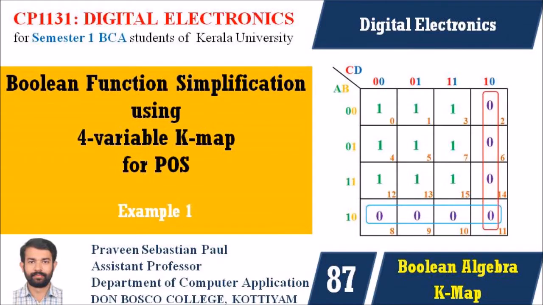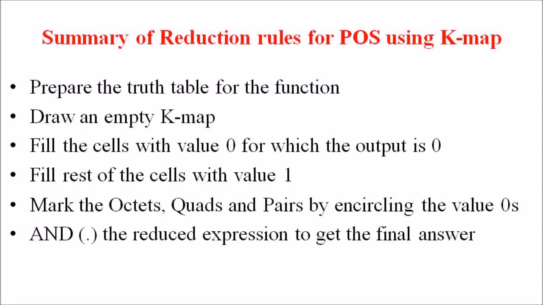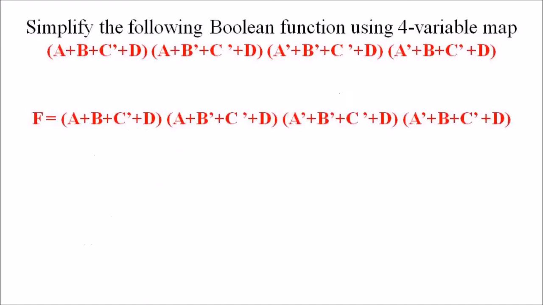In this lecture, we are considering the first example for the 4-variable K-map solution. In lecture number 83, we had discussed the rules for K-maps. These rules include pair reduction, quad reduction, octet reduction, map rolling reduction, overlapping group, and redundant group. In the last 3 lectures, we had discussed different examples for 3-variable K-map solution. So in this lecture, we are considering a 4-variable solution.